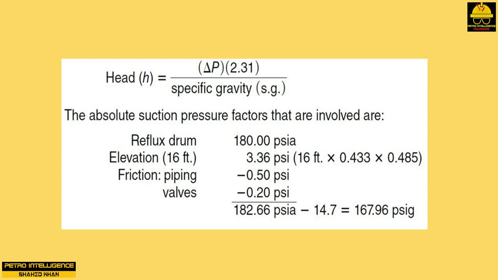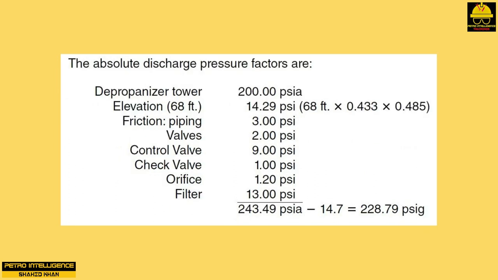Head, H, equals delta P times 2.31 divided by specific gravity. The absolute suction pressure factors that are involved are: reflux drum equals 180.00 psia, elevation, 16 feet, equals 3.36 psi, friction of piping is minus 0.50 psi, friction of valves is minus 0.20 psi. It gives us 182.66 psia, and after subtracting 14.7 we will get 167.96 psig.